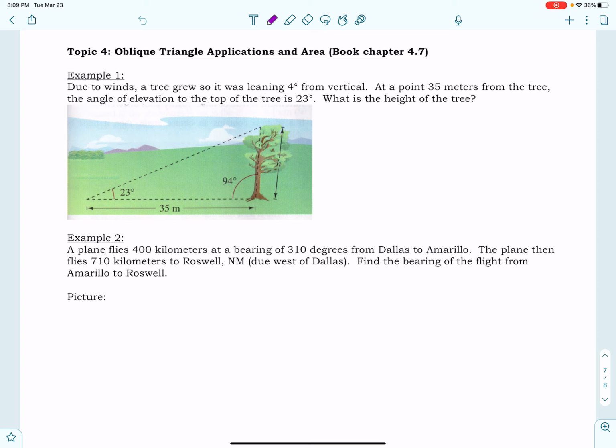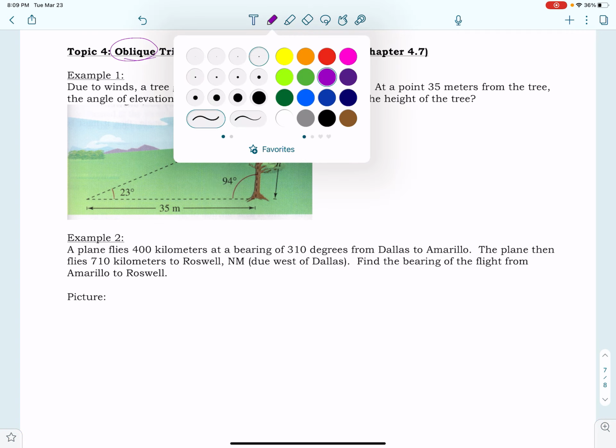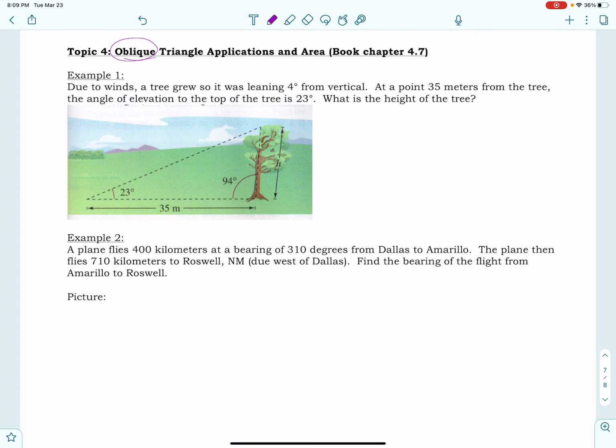That's why we are calling them oblique triangles, just like we did when we were talking about the law of sines and cosines. I don't know why I'm tripping over my words. Yeah, well, whatever.